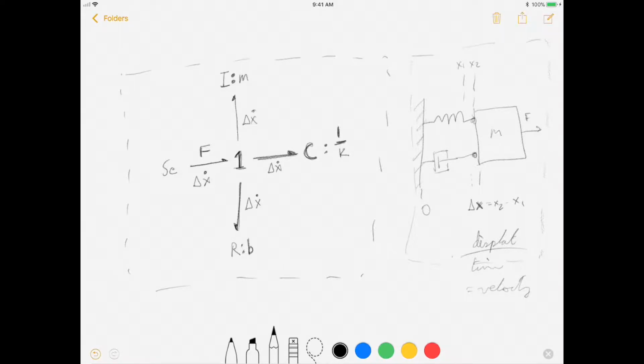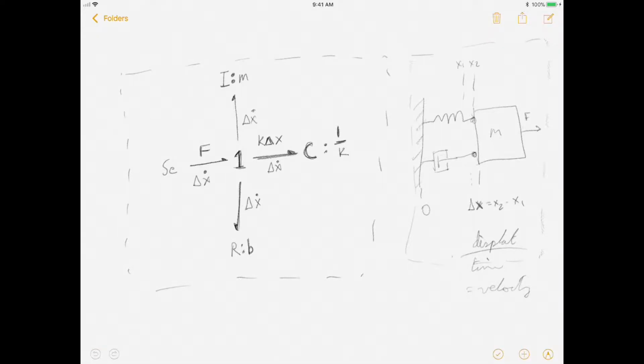Next, we need to know the force that's generated at the capacitor. Well, we know that force is basically the spring coefficient times the displacement. So that's going to be K times the displacement delta x, not delta x dot, just delta x. Next, the resistance is going to be B times the velocity.